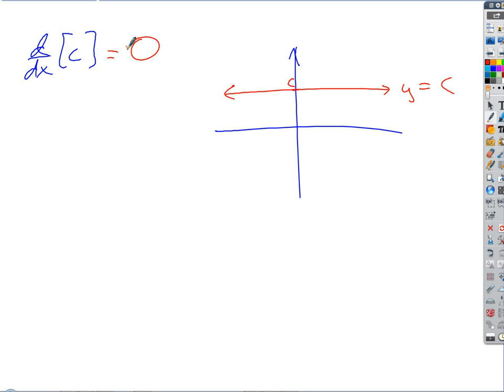Okay, the next one we want to get to though is this guy. We want to know the derivative with respect to x of x to the n is what? Okay, that would be useful, wouldn't it? We got to find that one on our own.